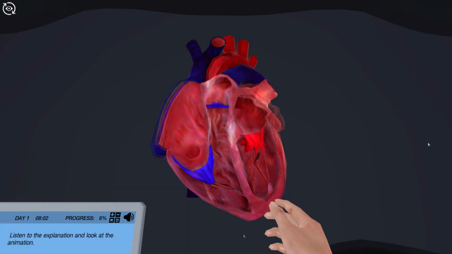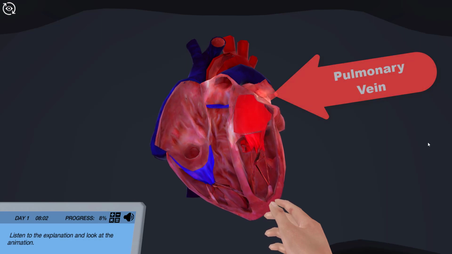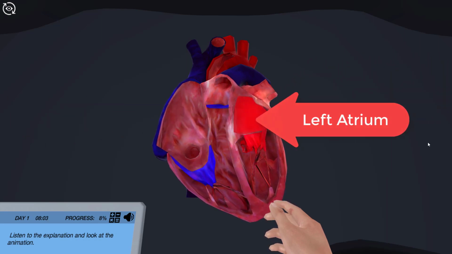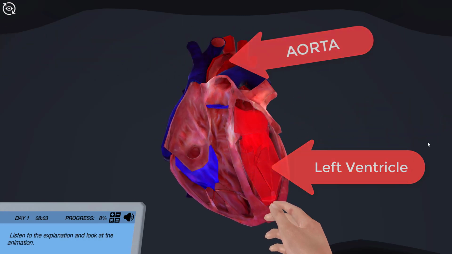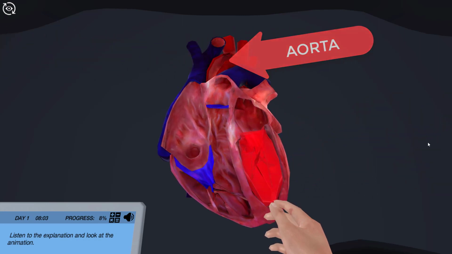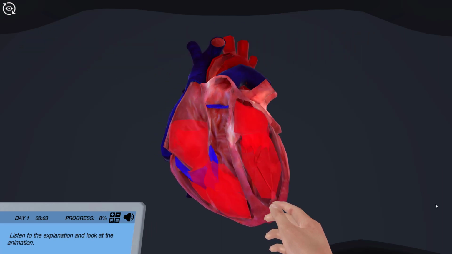On the other side of the heart, oxygenated blood comes into the heart through the pulmonary vein and follows a similar route to the blood on the right side of the heart. Blood goes from the left atrium to the left ventricle, and then to the aorta, which distributes oxygenated blood to the rest of the body. Let's see the movement of the heart all at once. Well, now that we know how it works, we can go to the lab to start planning our experiment.